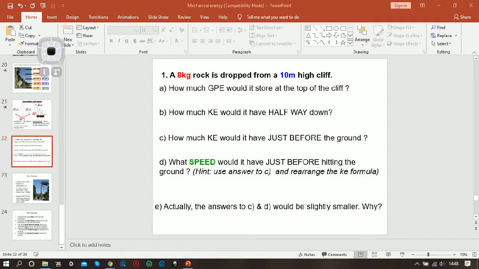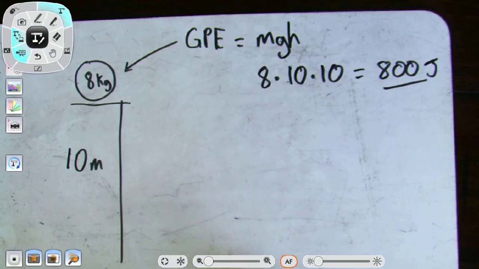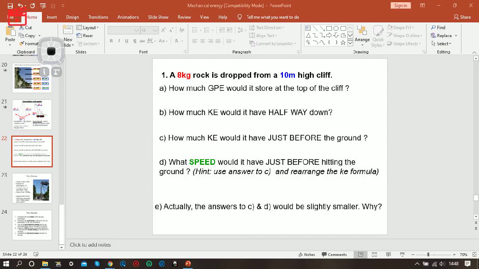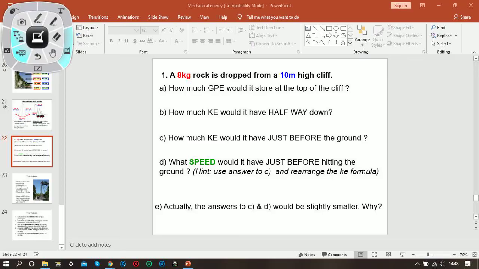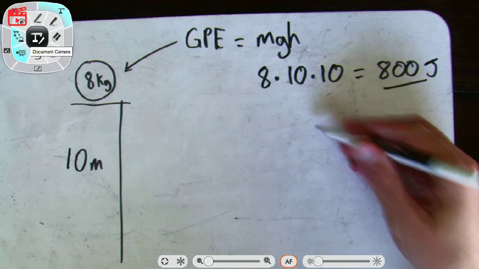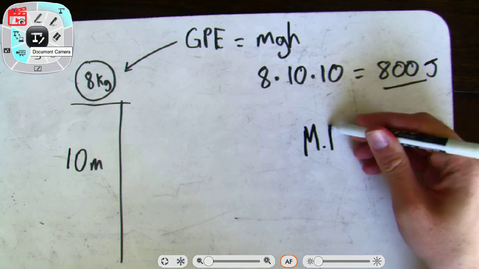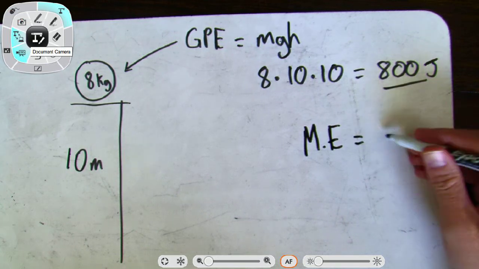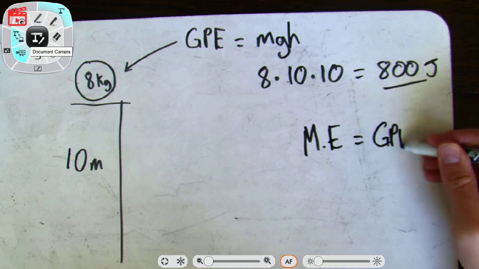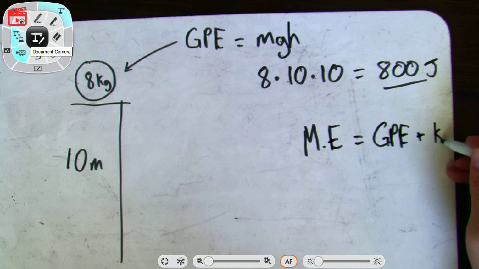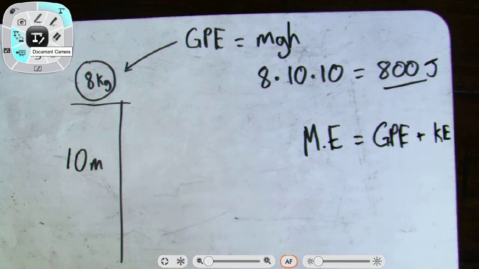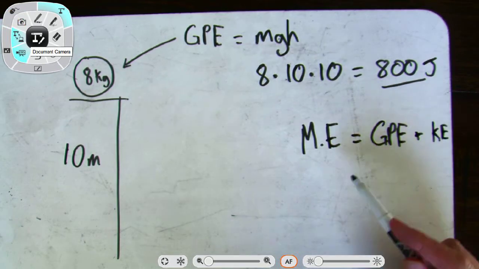How much kinetic energy would it have halfway down? So the total energy that this rock's going to have, we refer to as the mechanical energy. And that equals the GPE plus the kinetic energy. The two of those combined always add up to the total mechanical energy.